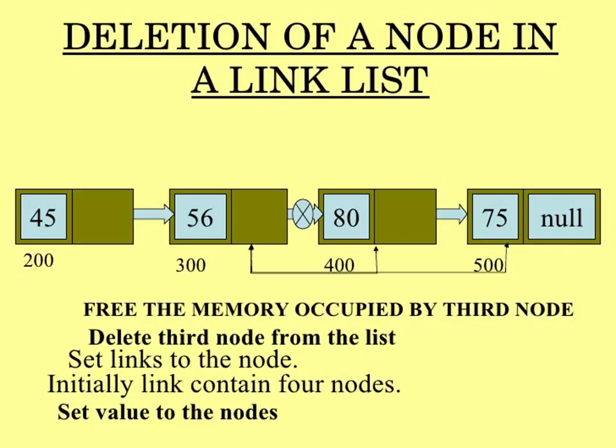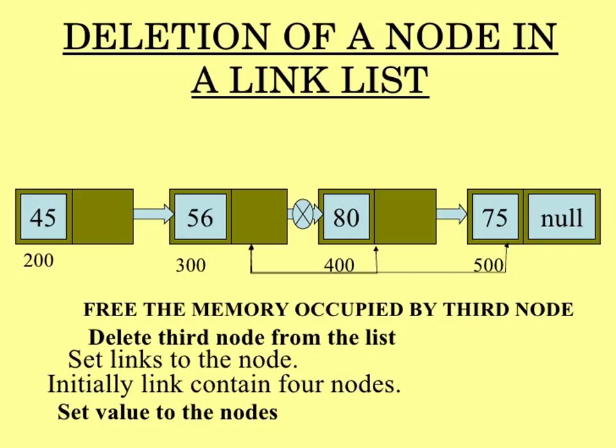Already we have discussed the insertion operation on a linked list. Now we are going to discuss the deletion operation on a linked list. See here, first I have taken a linked list with 4 nodes: 45, 56, 80, 75. The 45 node is available at 200, the second one is available at 300, the third one is available at 400, and the last is available at 500. Now here I want to delete the third node, that is the 80 node. How are we going to delete the third node? A very simple mechanism, simply by adjusting the links.